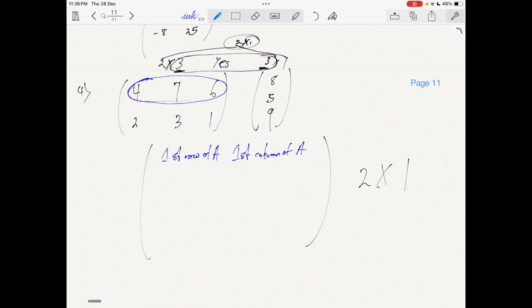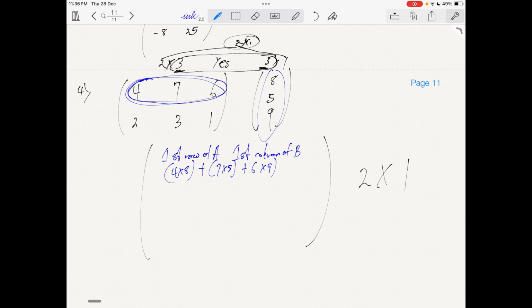Okay, now you will notice that this B is a column matrix. So let's put that into emphasis. Now the first row of A multiplying by this, we'll have 4 by 8 plus 7 by 5 plus 6 by 9.